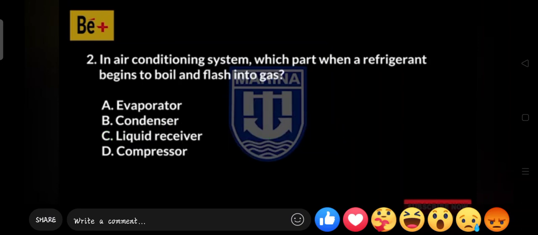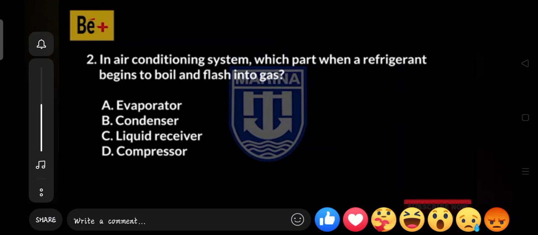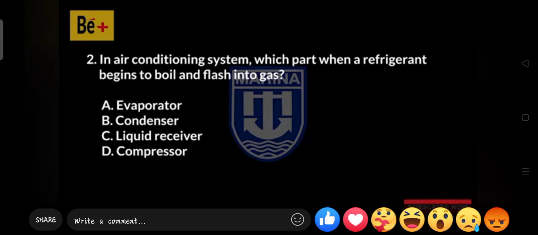In an air conditioning system, which part is where a refrigerant begins to boil and flash into gas? A. Evaporator, B. Condenser, C. Liquid receiver, D. Compressor. The answer is A.